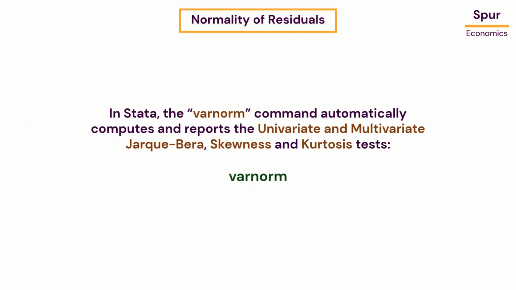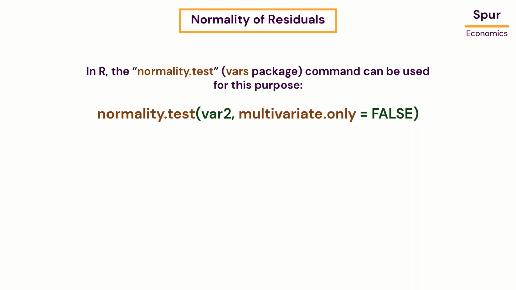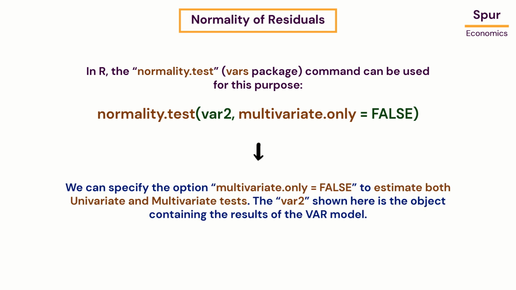In Stata, the var norm command automatically computes and reports the univariate and multivariate Jarque-Bera, skewness, and kurtosis tests. In R, the normality.test command can be used for this purpose. We can specify the option multivariate.only equal to FALSE to estimate both univariate and multivariate tests. The VAR2 shown here is the object containing the results of the VAR model.